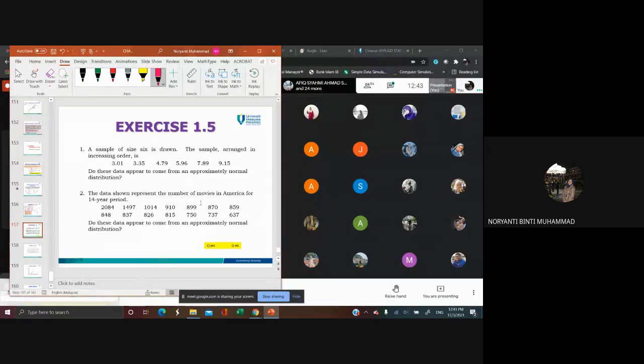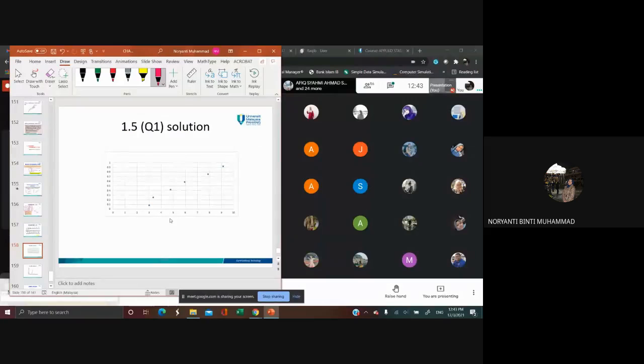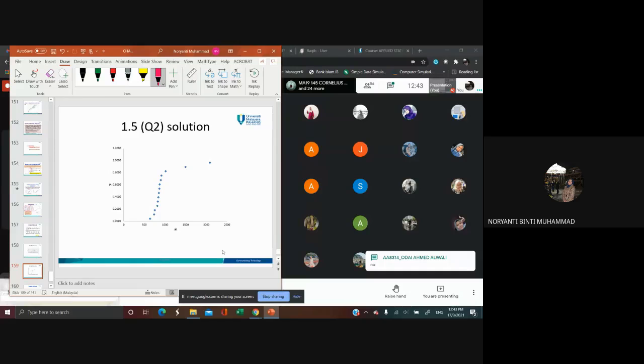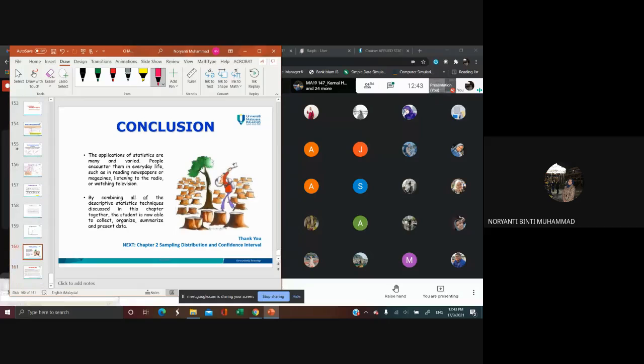All right, so let's say we have this exercise. You find the probability and then you plot. Look at the data here. Is it in line or not? It seems it's in line, so I consider this follows a normal distribution. If you look at question number 2, is it in line? No, isn't it? It seems there is a curve here. So it does not follow a normal distribution. It's similar for your assignment. You will do that.